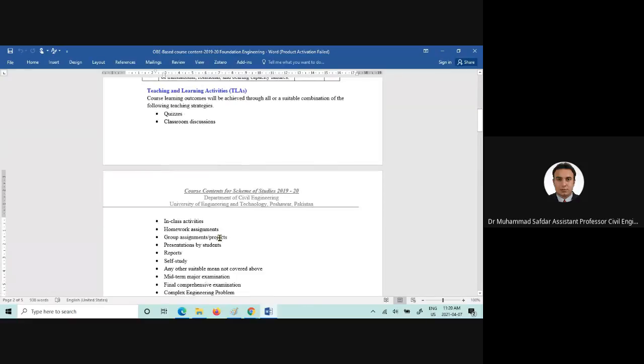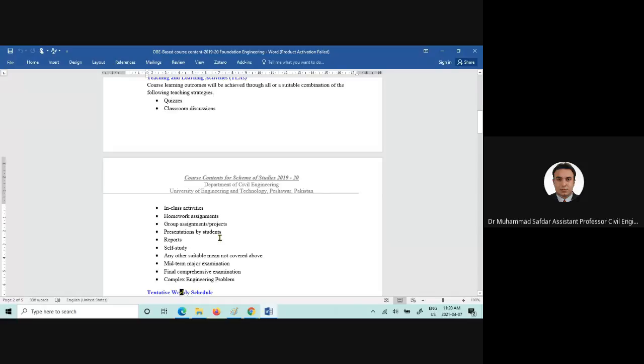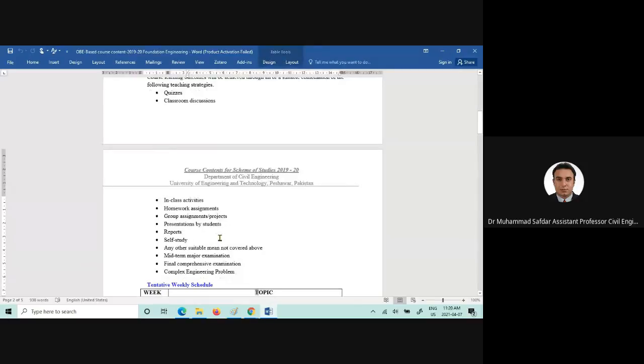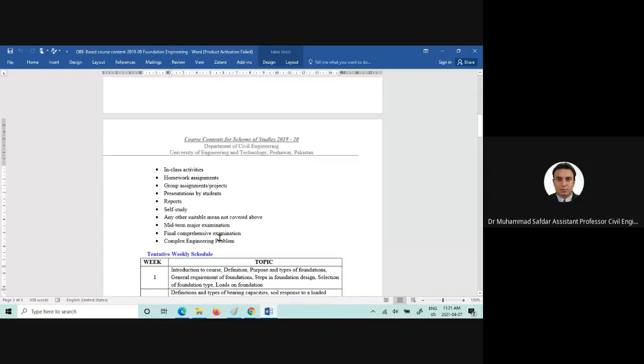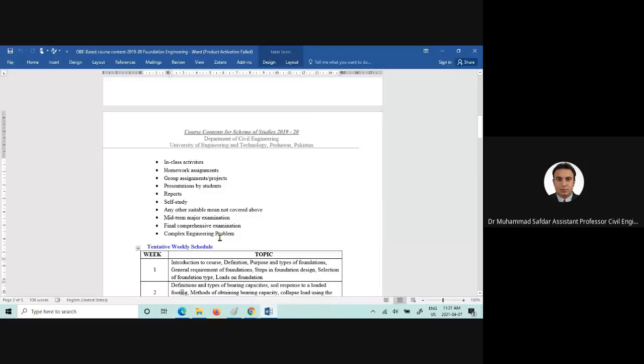In-class activities will also be done. Sometimes you will be given a problem, so you can solve it and discuss. There will be homework assignments, group assignments, and presentations by students. Maybe I don't know if it's feasible in this course, but let's see, this is an option that we can go for as well. Then reports and self-study, any other suitable means not covered above, and the midterm and final comprehensive exam. These are all the activities which we can focus on to learn and to deliver this course.